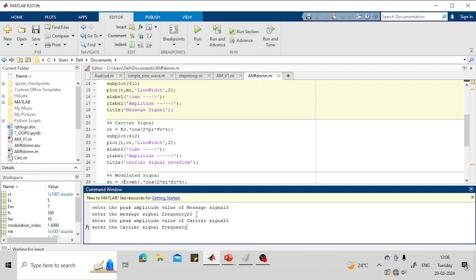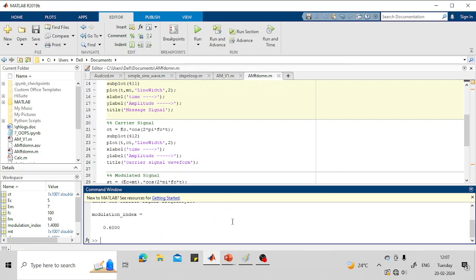Now carrier frequency I'll keep 100 as it is. Okay, observe here all of you. See here, my carrier frequency is 100, message frequency is 20. What does it imply? What is your upper sideband frequency? 120, and lower sideband frequency 100 minus 20, which goes to 80. So in that way we are supposed to observe our frequency, then we can say the theoretical concept and the simulation are matching. Let us observe the modulation index: 3 divided by 5 goes to 0.6.